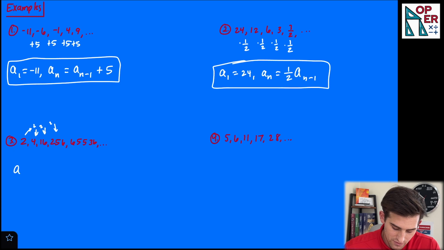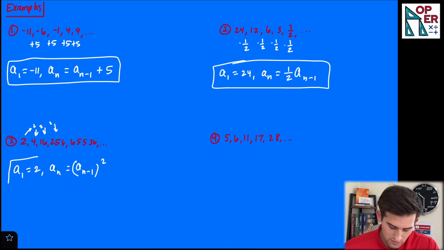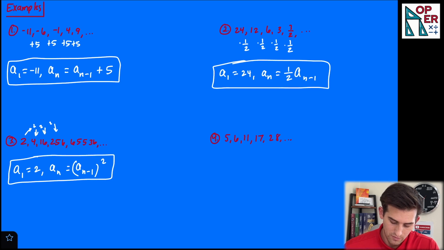So we need to list our first term, so a sub 1 equals 2. But now we're going to say a sub n is equal to a sub n minus 1, the previous term, squared. For example, my third term is 16, so I'd plug in a sub 3 minus 1, so we would do a sub 2 squared. Well, a sub 2 is my second term, which is 4. 4 squared is 16. So that's how we could write our recursive rule for number 3.